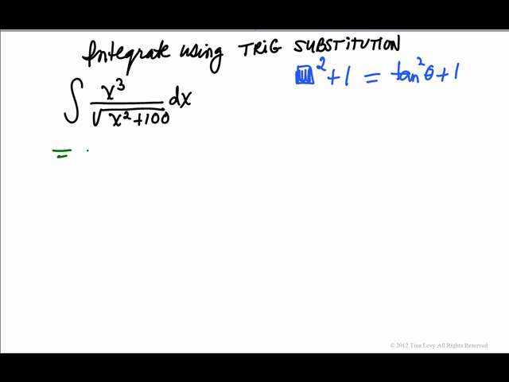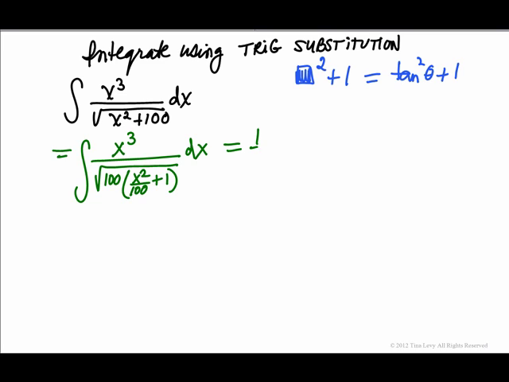So our first step is we're going to write this as x cubed, and I'm going to factor 100 from the square root. So it's like dividing. So I put 100 here, and I have x squared over 100 plus 1 dx. So now the square root of 100 comes out, so I can put the 1/10 here, and I have x cubed over square root of x squared over 100 plus 1 dx.